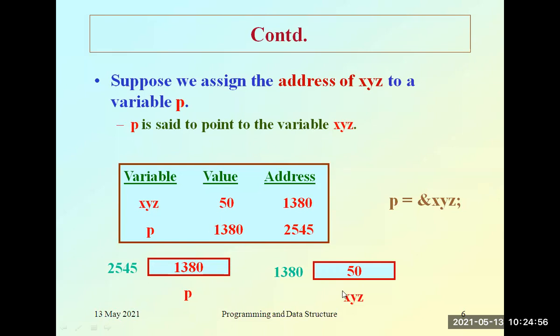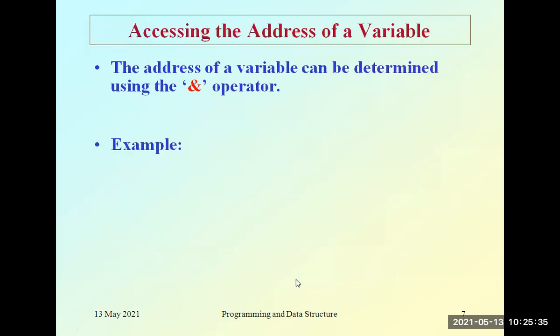Here 25T5 is the address of P. In that address, we store the XYZ address, that is 13850. Ampersand XYZ means that address, and the content stored at that address will be displayed on the screen. So 50 is stored at the 13850 address.